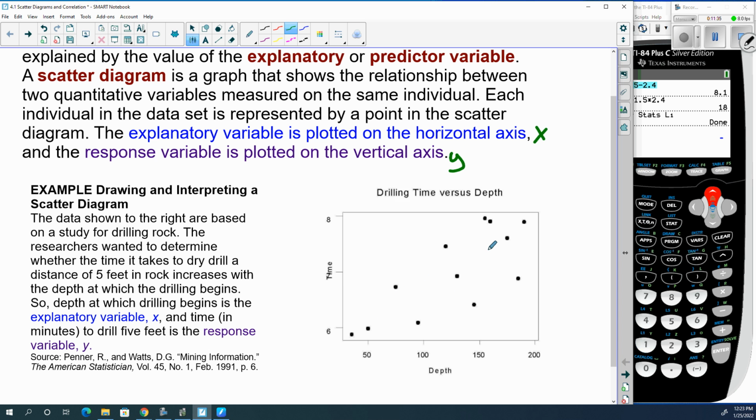But you can see overall, if you could draw a little linear line, the data seems to be going around that linear line. So this is what we would call a linear relationship.